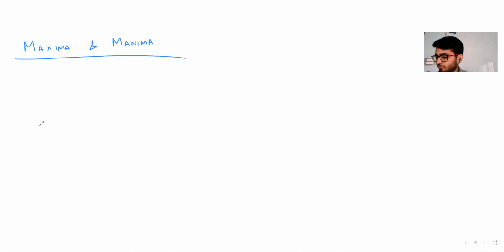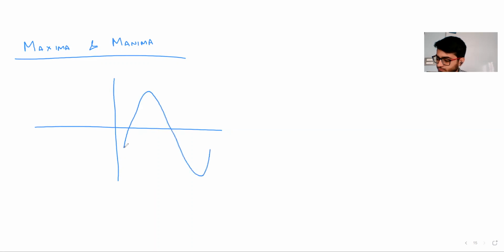Moving forward to the next one, the concept of maxima and minima. Maxima and minima. So let me just draw a graph. Now, this is a point of maxima. This is a point of minima.